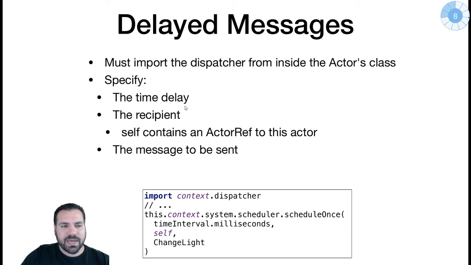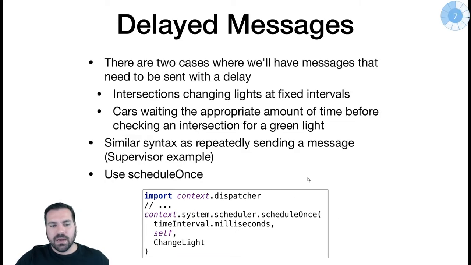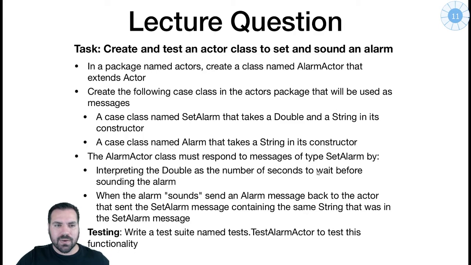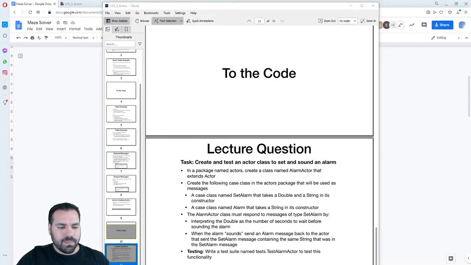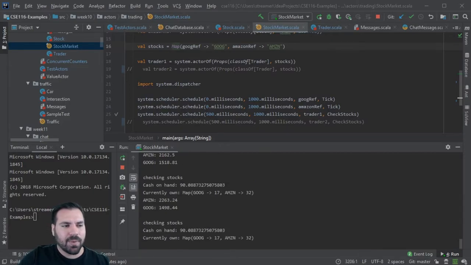But back to dispatcher, back to the scheduler, we have the delay of the time, the recipient of the message, and the message to be sent. So very similar to the syntax of our intervals, our messages that go in intervals, but we're sending only one message and not multiple messages. All right, let's stop the stock market.